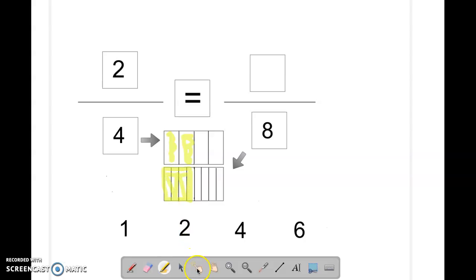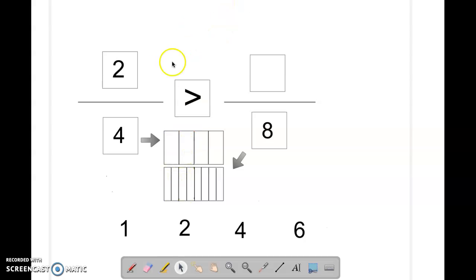So then they can look at these fraction bars, the comparisons, and they can easily see that 1, 2, 3, 4 eighths is equivalent to 2/4. And then they can use methods such as cross multiplication to check their work, although that's not completely necessary because we already have the diagram to check it.